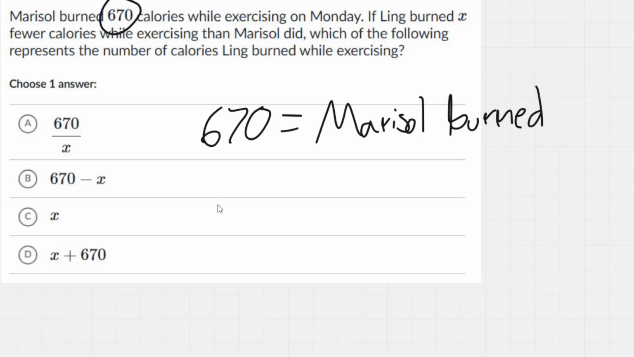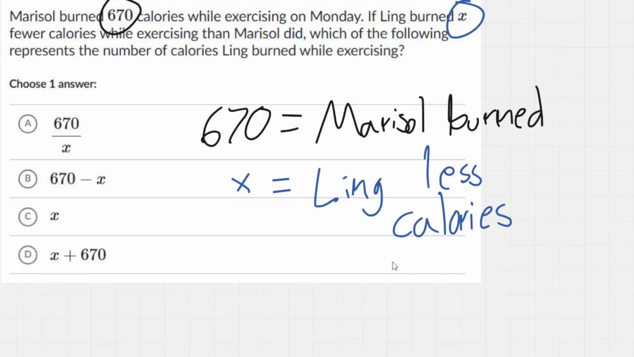Because every number that we say in the real world, we're talking about things that we have. For example, I have one phone, I have one computer. The one in each statement is different. So here, the number 670 is only referring to this thing: Marisol burned, and then the calories. But I don't want to write too much. Moving on. If Ling burned X fewer calories, we're going to say in blue, X is equal to what? So X is Ling's fewer calories.